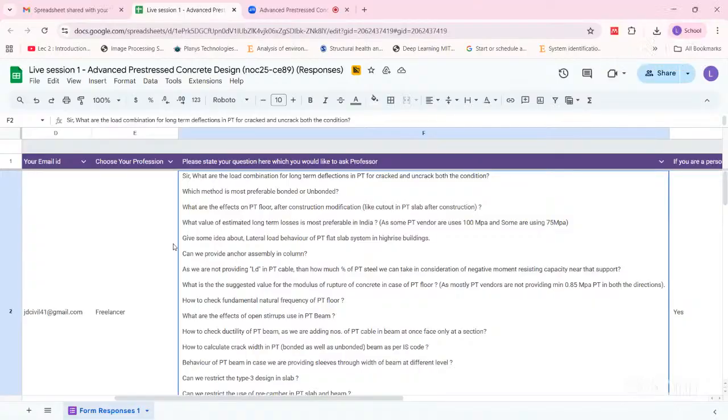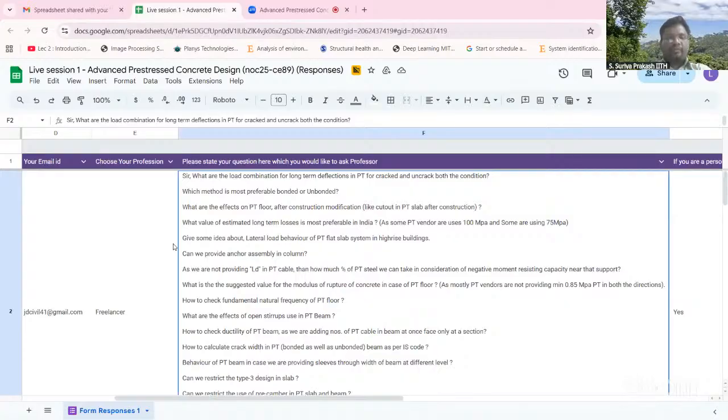Yes, providing the link. But in many structural consultants, some are okay with open stirrups, and many say no to open stirrups, and different projects have different detailing for stirrups in PT beams. So is there any effect of open stirrups? Yeah, a negative effect of open stirrups, which is my main question.